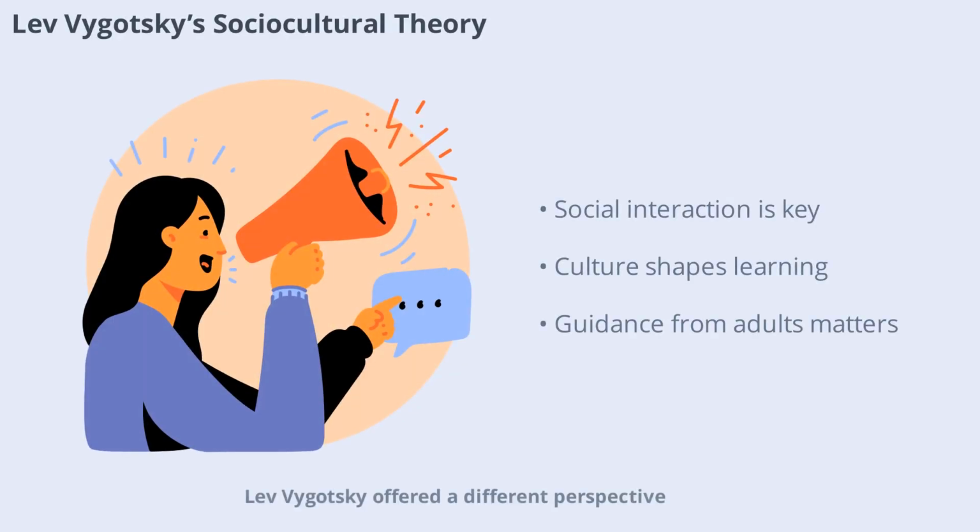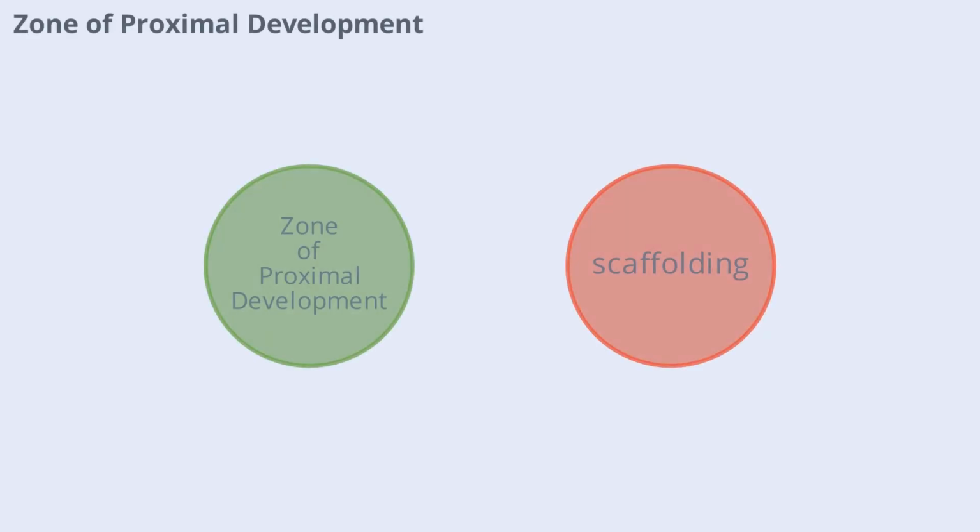Lev Vygotsky offered a different perspective, emphasizing the role of social interaction and culture in cognitive development. He believed that learning is a collaborative process, shaped by communication with others and cultural tools like language. Vygotsky's theory highlights the importance of guidance from more knowledgeable individuals, such as parents and teachers, in helping children reach their potential.